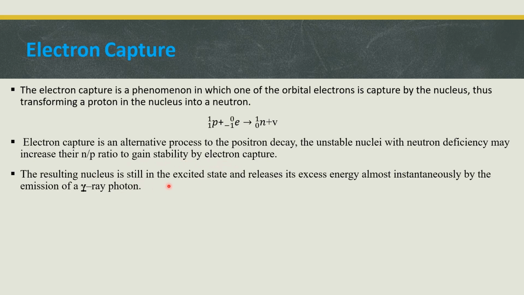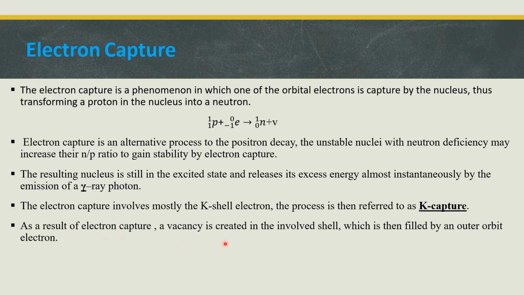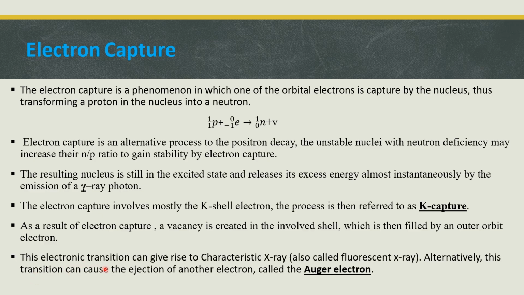The resulting nucleus is still in the excited state. It releases its excess energy almost instantaneously by the emission of gamma ray photons. Electron capture involves mostly the K shell electrons, and this process is referred to as K capture. If it happens in the L shell, it is L capture. As a result of electron capture, a vacancy is created in the involved shell, which is then filled by electrons from the outer orbits. The electron transitions can give characteristic X-rays, also called fluorescent X-rays. Alternatively, these transitions can cause the ejection of another electron, called an Auger electron.